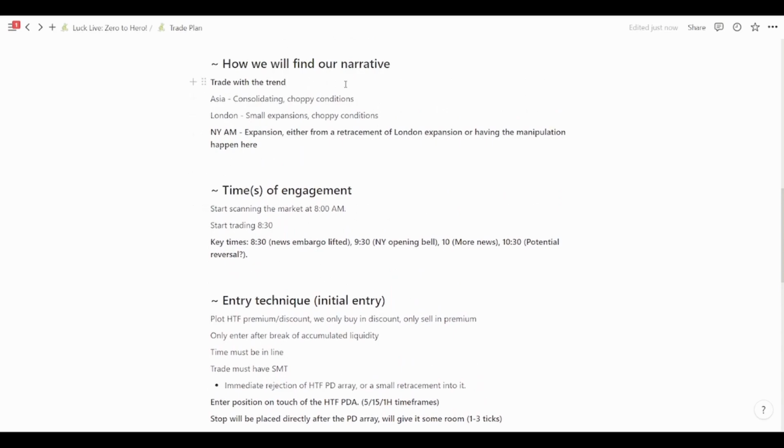Narrative, we're always going to trade with the trend. Only long when there is bullish CSD.